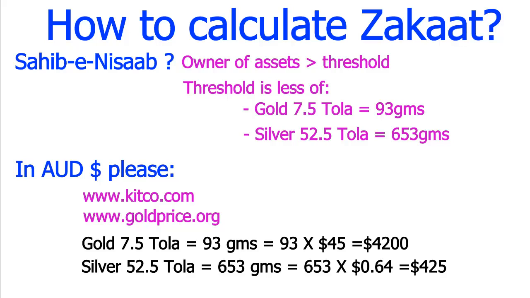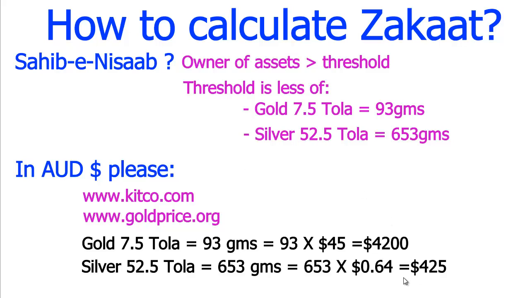Now, what I said above was that the person who is liable and must pay zakat is basically anyone who holds either 7.5 tola of gold or 52.5 tola of silver, whichever one is lower. If you hold that amount and you've had it for a year, so that's the threshold, you now need to pay zakat. So this is a no-brainer. One is $4,200, the other one is $425.